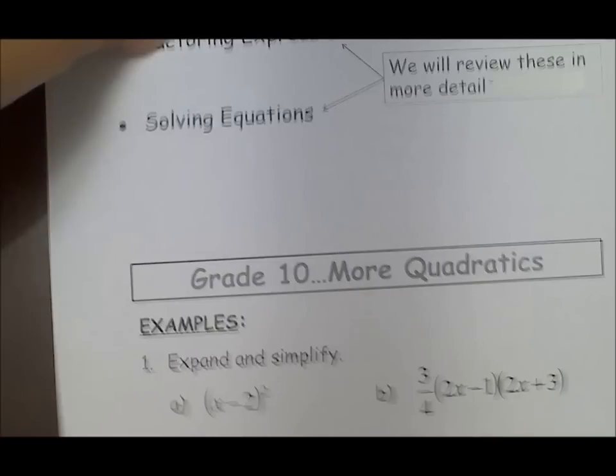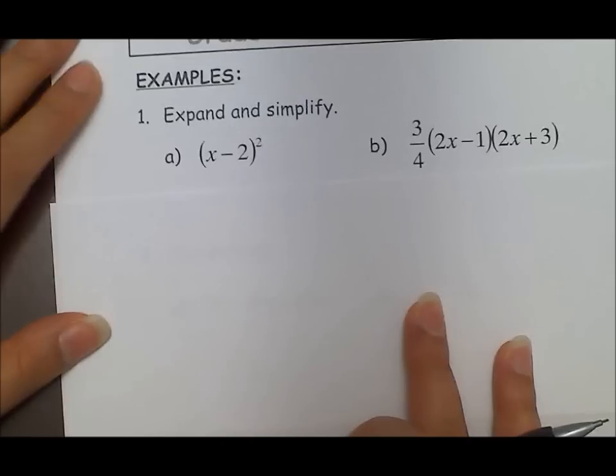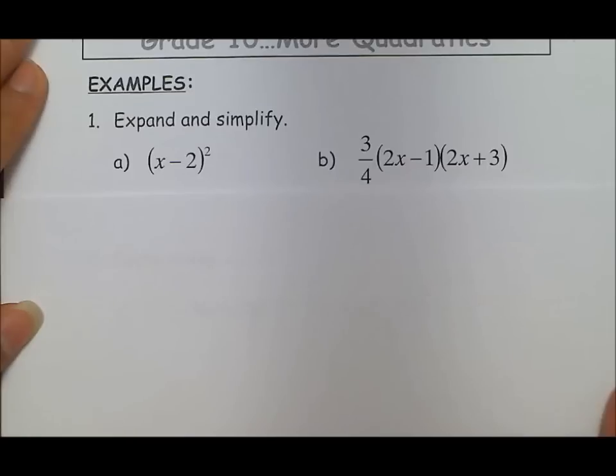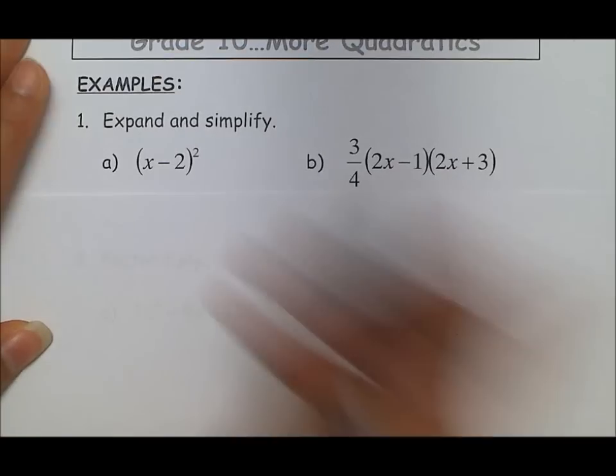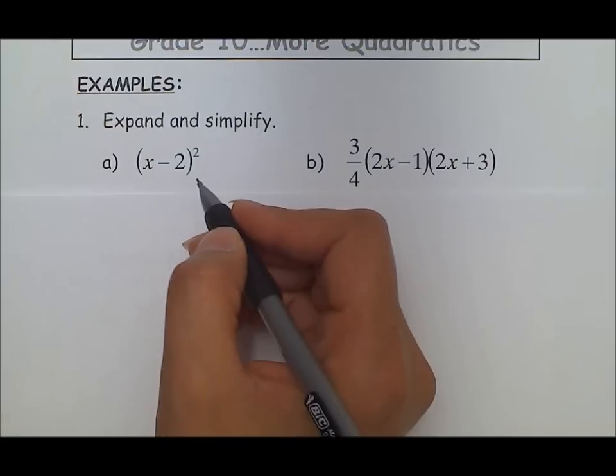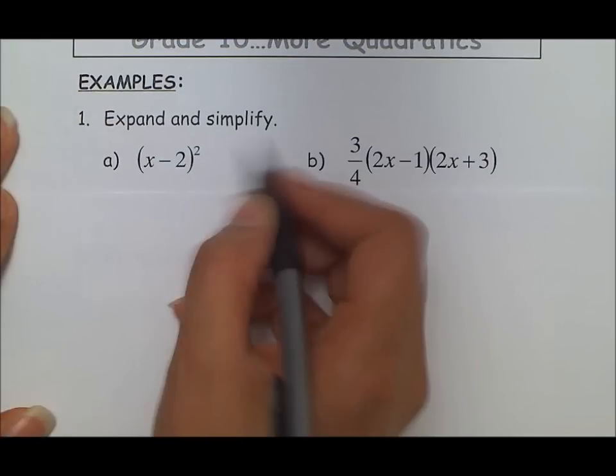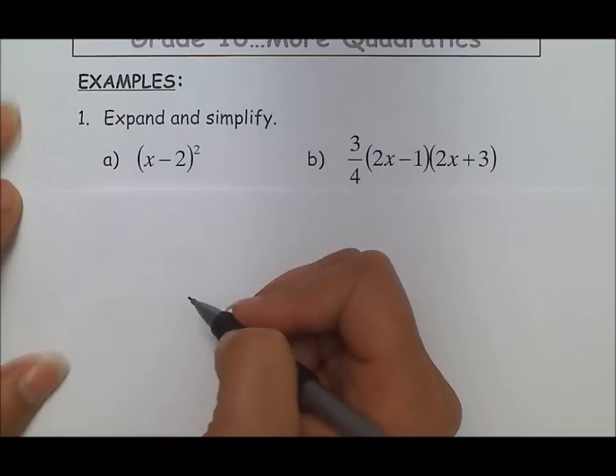And let's start by expanding and simplifying. So for the first question, remember that the word expand means that you're trying to multiply things out, and the word simplify means that you're going to try to make it pretty. And so the first one I have is x minus 2 squared.